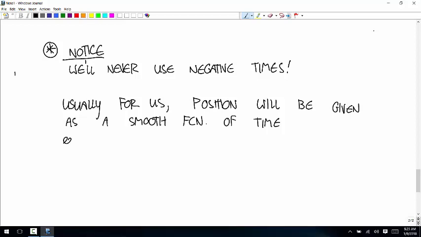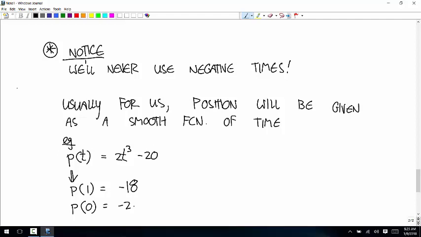So, for example, we'll see stuff like the position as a function of time is equal to 2t cubed minus 20. Then, obviously, if you want to know what the position is at 1 second, just plug 1 into that, and you get negative 18. And position at time equals 0 is negative 20.